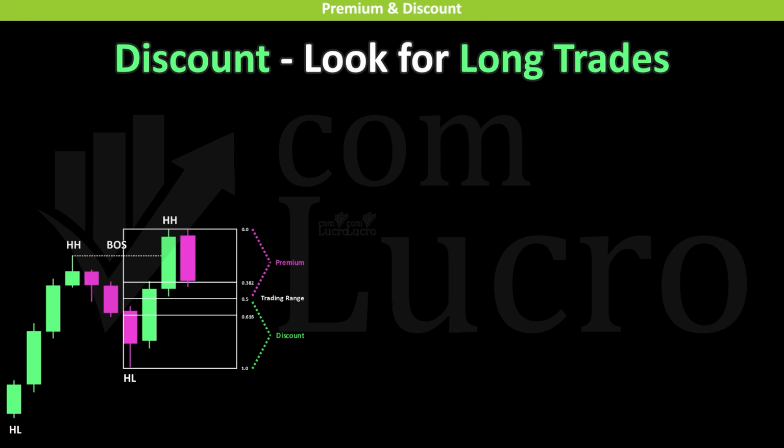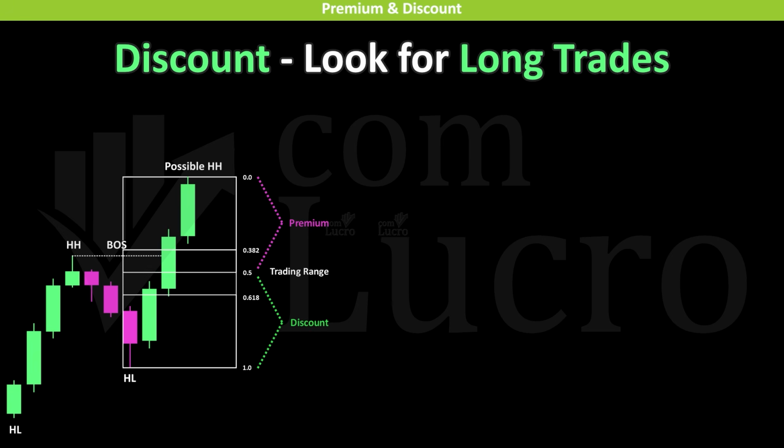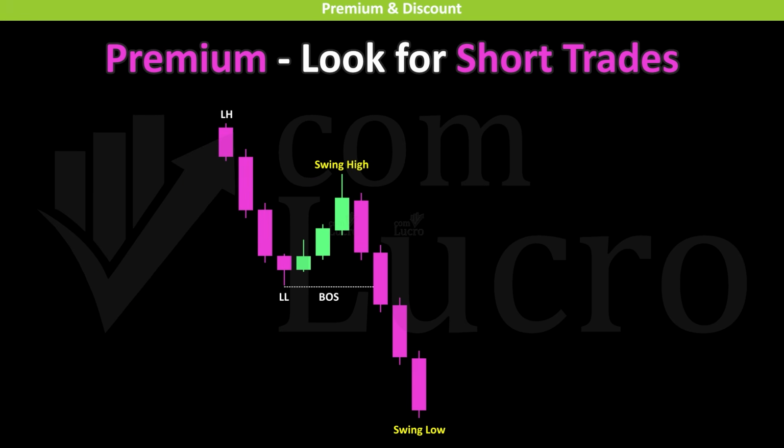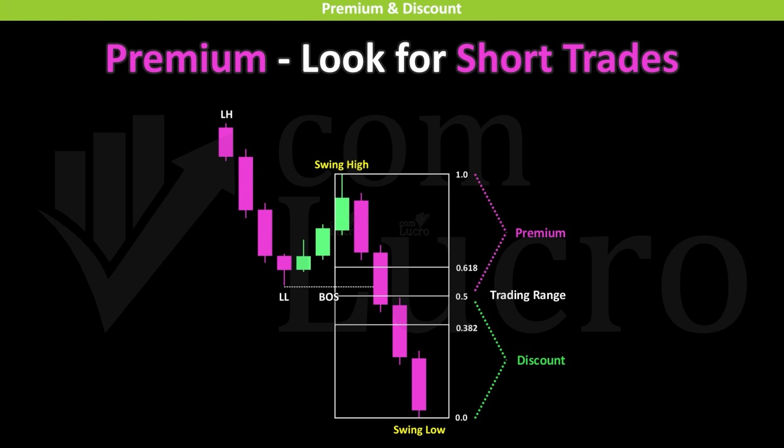At that point, the structure becomes more clearly established, allowing us to properly define the higher low and higher high on the chart. Until then, while price continues expanding upward, the trading range remains dynamic and adapts to the developing price action. Now, the same logic can also be applied in bearish market conditions.